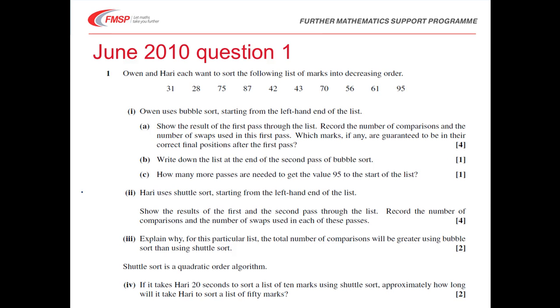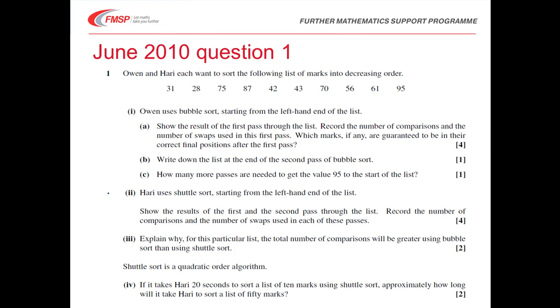So the first one, and it is quite a long question, so there are 2 pages here, but basically we've got a set of numbers. We've got to do a bubble sort, where we've got to show the result of the first pass and the number of comparisons and swaps, and talk about which marks, if any, are guaranteed to be in their final position. We've got to write down the list at the end of the second pass, and how many passes are needed to get the 95 to the start of the list. So they're wanting to go in decreasing order, so we need to get the largest to the top.